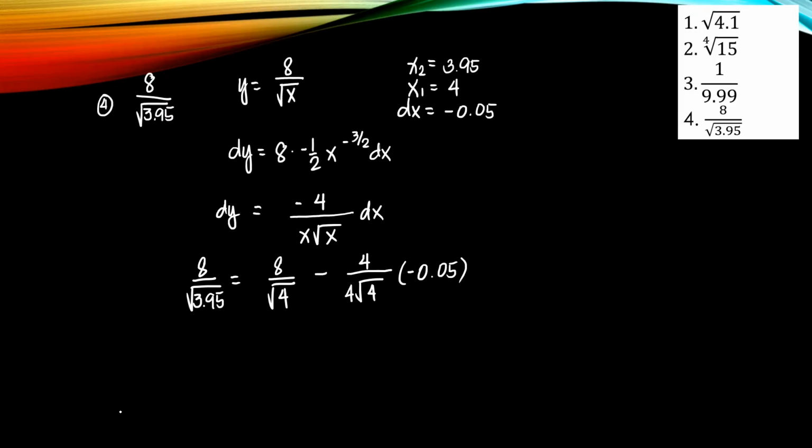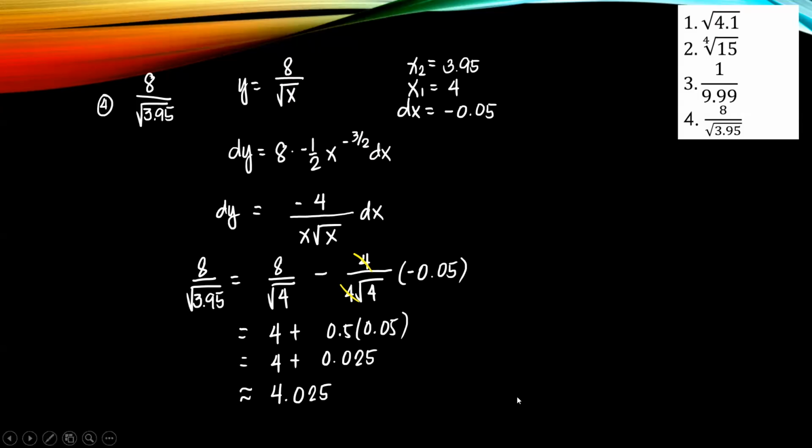Correct? So let's try to cancel what we can cancel. That one, that one. This is 8 over 2 is 4. Minus minus becomes plus. That's 1/2. So that's 0.5 times 0.05, 0.025. Am I correct? So the answer is approximately 4.025. Okay. Yep. So basically, that's how to approximate.